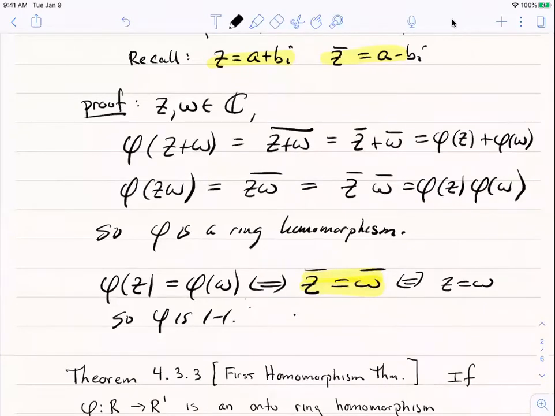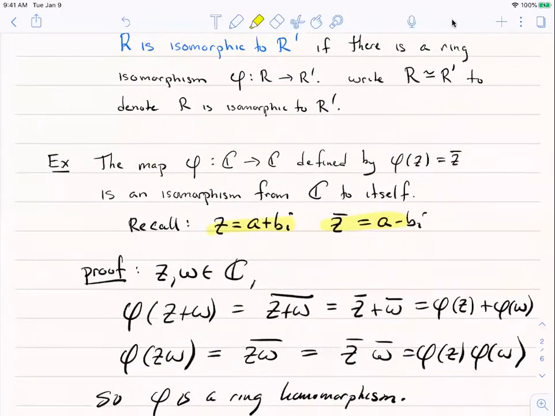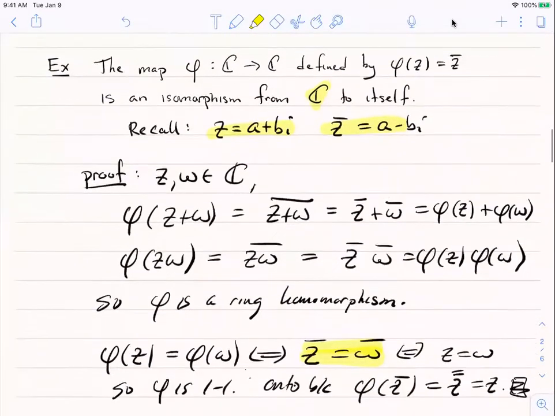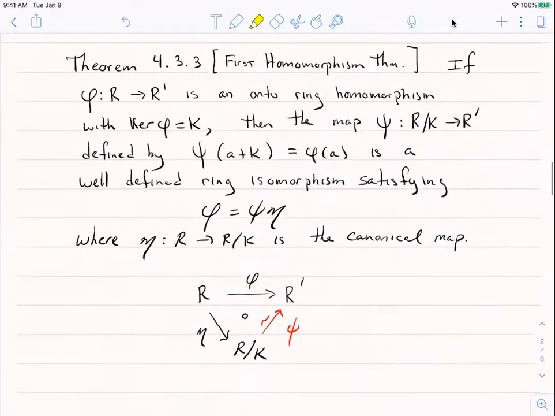It's onto because if you take the conjugate of the conjugate, you get Z back. All right. So you have a 1 to 1 onto ring homomorphism. You have an isomorphism. So it's kind of interesting. C is isomorphic to itself via this conjugation map, which you can really just think of as a reflection in the x-axis if you like to think of things as geometry. You can ask me about that in class maybe.